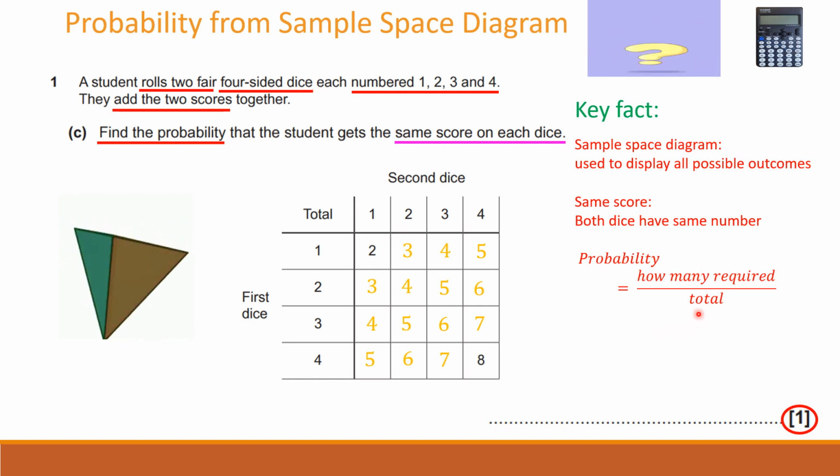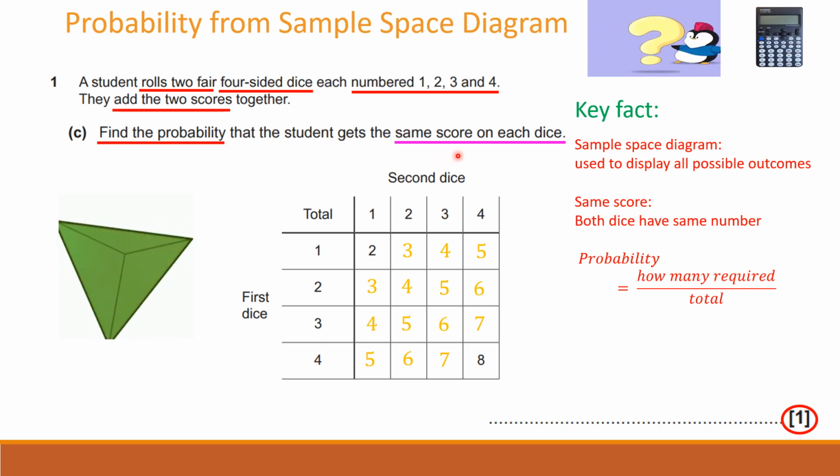Press pause, have a go at working out the probability that they've got the same score on each dice, and then press play when you're ready to hear the answer.